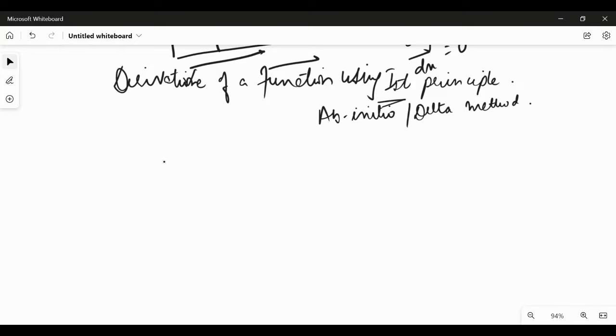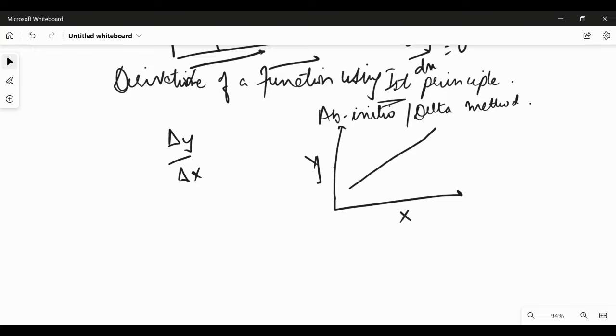Okay, so what is this? If you remember, we have done slope in which we have written delta y divided by delta x. If I make a diagram again, if I make this graph again, here we have x, here we have y, this way, and this is our first point, and this is our new point. So you can see here that we have already done y is equal to function of x.